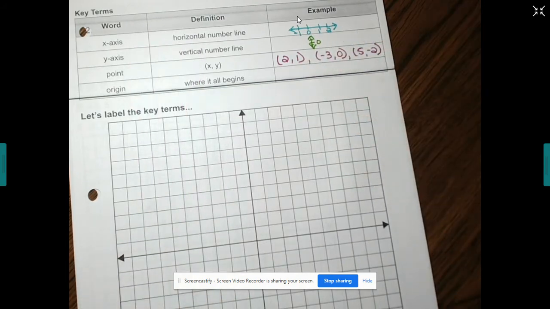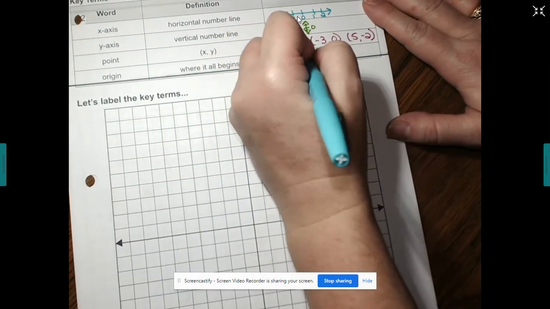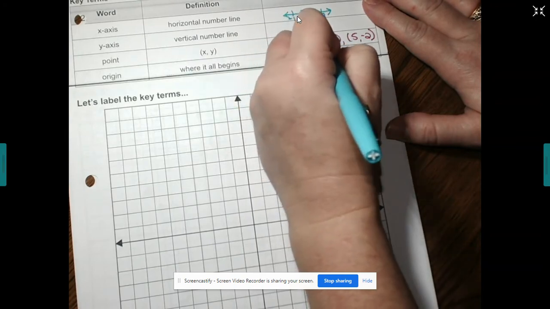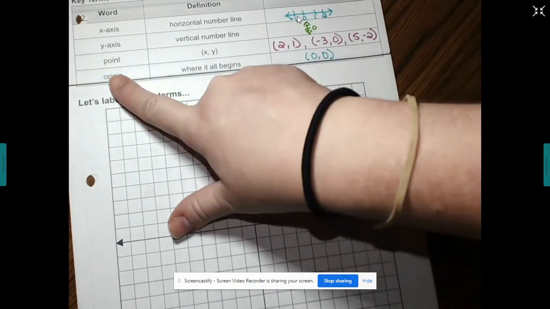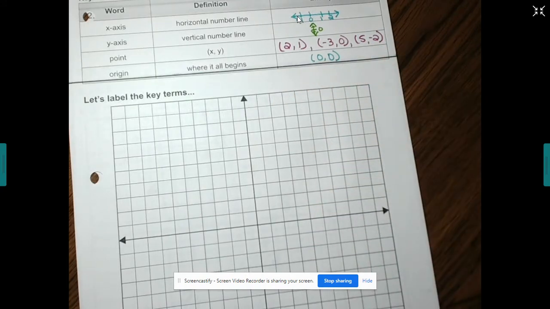Last but not least, the origin. The origin is where everything starts. Origin is where it all begins, and it is a very important point on our graph, and it is at (0, 0). Easy to remember because origin starts with an O, and that looks like 0, 0.